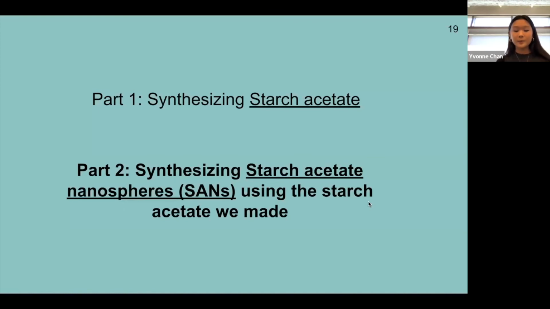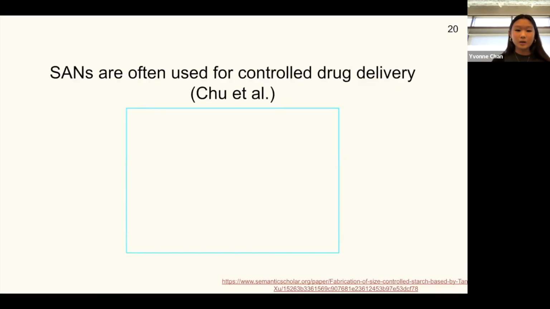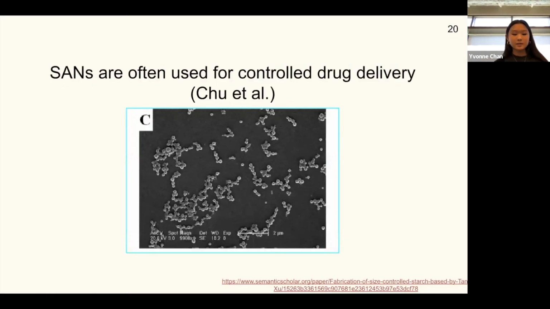So the second step after creating starch acetate is to make nanospheres out of them. Usually, nanospheres are used for controlled drug delivery and have never been created for the purpose of structural coloration. However, here we will be synthesizing nanospheres using the starch acetate we made in hopes of creating structural coloration.